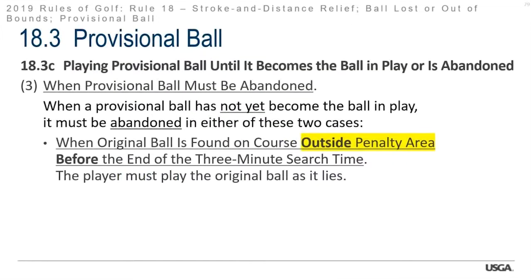All right. When must we abandon this provisional ball? We get to the point now where that provisional ball cannot be used. So let's figure out what that is. When a provisional ball has not yet become the ball in play, it must be abandoned in either of these two cases. First, when the original ball is found on the golf course outside of a penalty area before the end of the three-minute search time, the player must play the original. Pretty straightforward. We played a provisional, then we found the ball, so now the provisional's out of play. It's the very basic tenet of this rule. Once you find the original ball, the provisional is no longer an option.